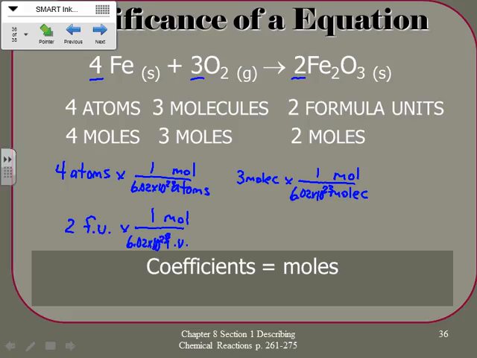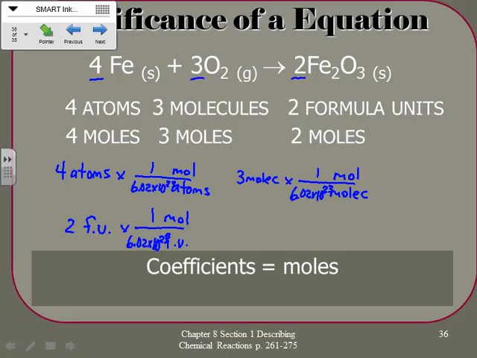Okay, so basically if I take 4 divided by 6.02 times 10 to the 23rd, and I take 3 divided by 6.02 times 10 to the 23rd, and I take 2 divided by 6.02 times 10 to the 23rd, they're going to be different numbers, but they're going to have the exact same ratio. Does that make sense? Because I'm dividing them all by the same number, right? So this is still a 4 to 3 to 2 ratio, okay? Just like it was before.